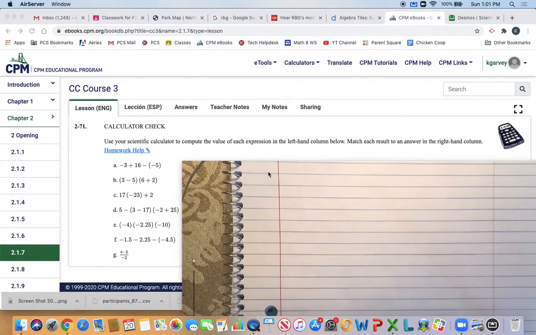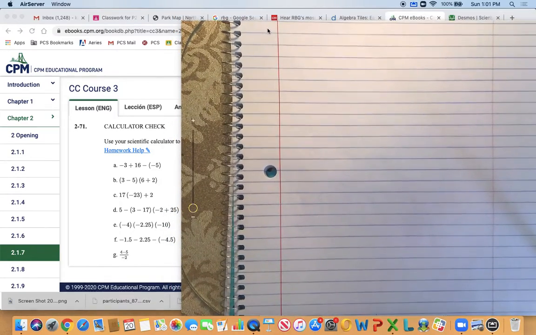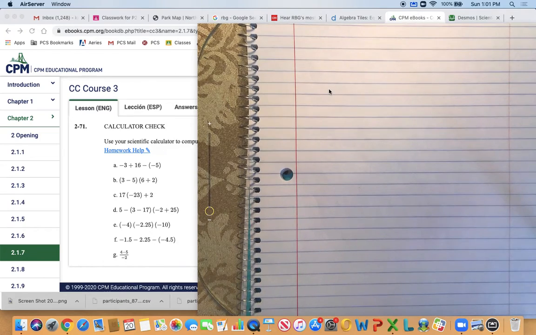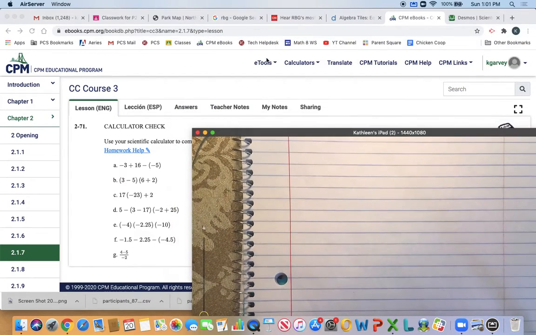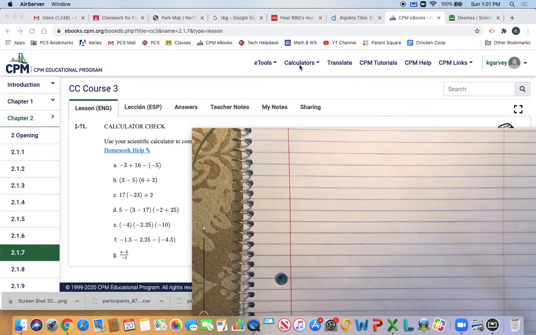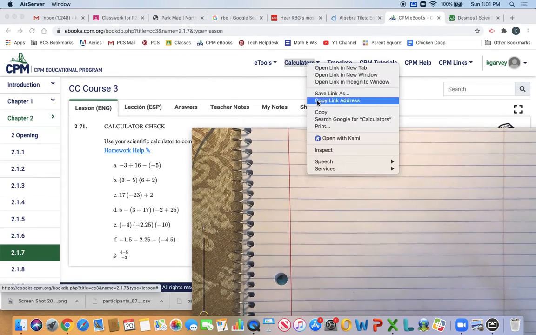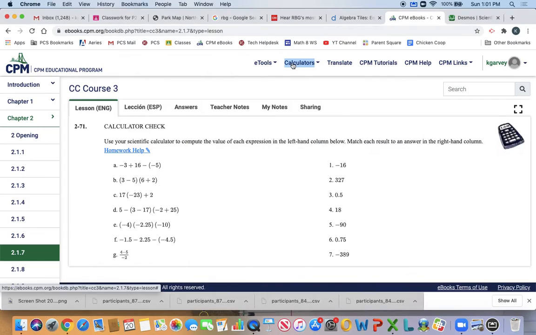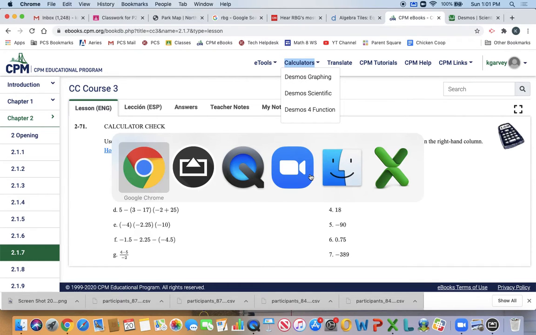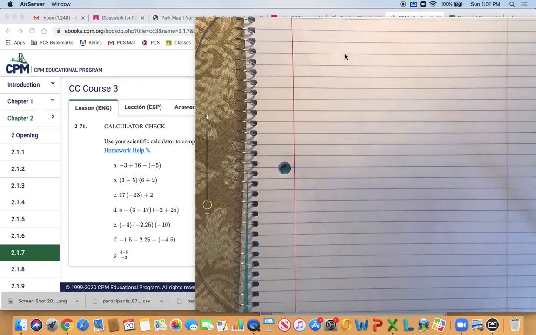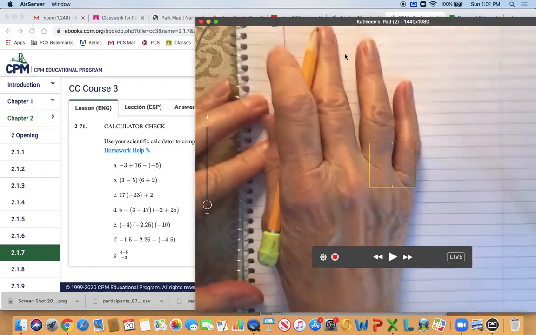What we're going to do first is calculate all the answers to these, and we'll use a scientific calculator. I'm going to use the one on my phone, but I should also tell you there's one available here. If you click on calculators, you can get the Desmos scientific calculator. It works a little differently than the one I'm going to show you, but it's pretty much the same thing. Okay, so back to our piece of paper here, and we're going to work on all these problems.